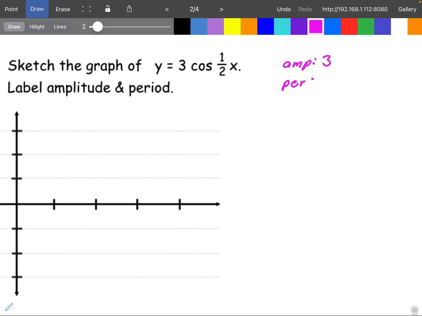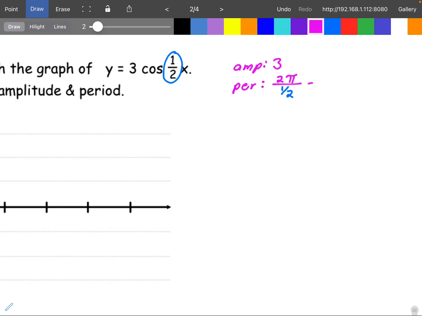So for the period, we need to figure out what our b is. Remember, b is always the number in front of x. So this is b. Now, my normal period would be 2 pi. But I need to divide that by whatever b is, which is 1/2. Now, we don't really do fractions in fractions. So think, keep, change, flip, multiply by the reciprocal. That's really 2 pi times the reciprocal of 1/2, which is 2/1. That means my period is 4 pi.